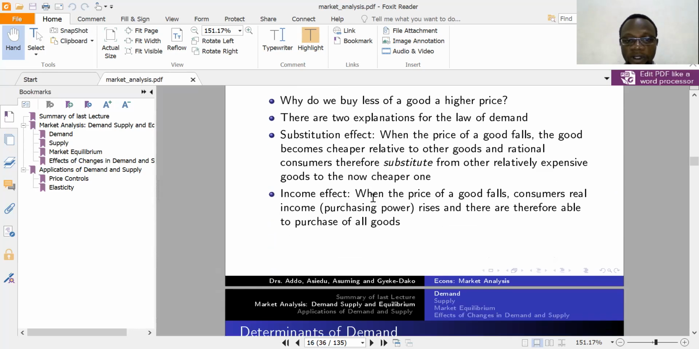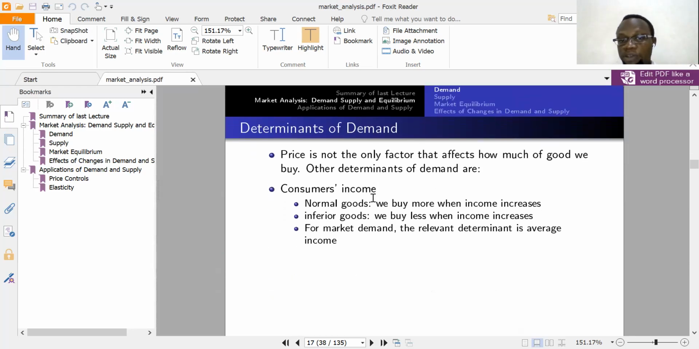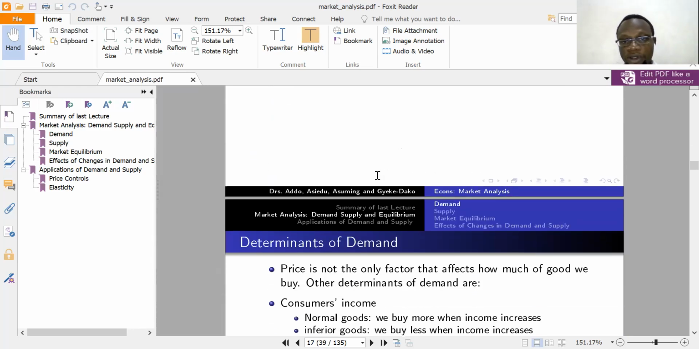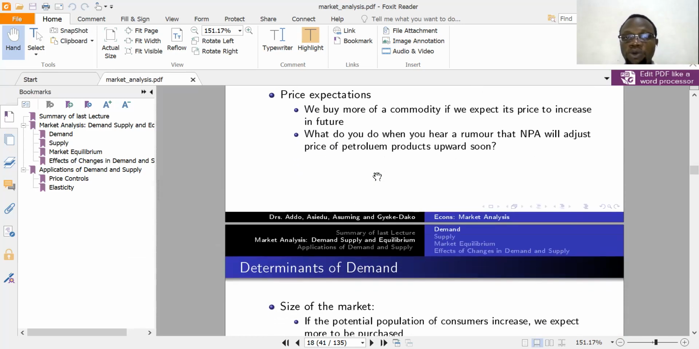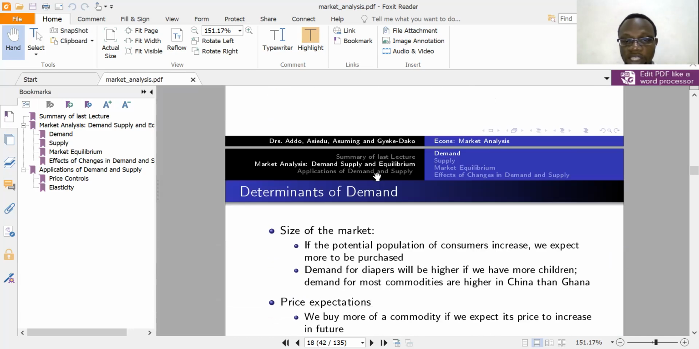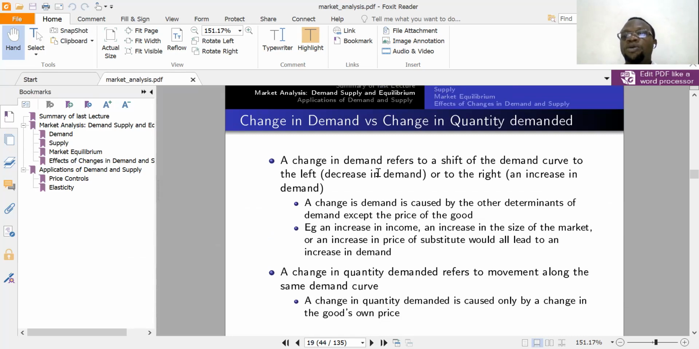Okay, and then we touched on the other determinants of demand. So all the other determinants of demand: consumer income, expectation, price of related products. So I'm just going to quickly bring you guys to par with what we have discussed. And then I explained the differences between change in demand and change in quantity demanded.